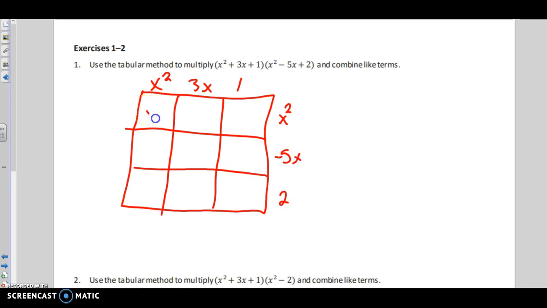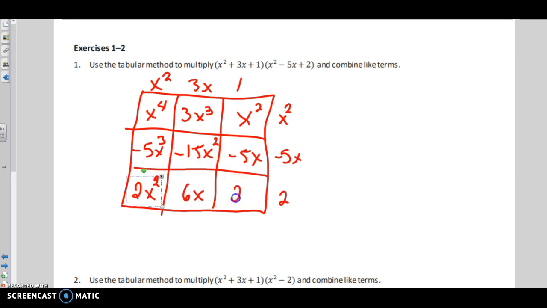So x squared times x squared is x to the 4th. 3x times x squared is 3x cubed, and 1 times x squared is x squared. Negative 5x times x squared is negative 5x to the 3rd. 3x times negative 5x is negative 15x squared. 1 times negative 5x is negative 5x. And finally, 2 times x squared is 2x squared. 2 times 3x is 6x. 2 times 1 is 2.